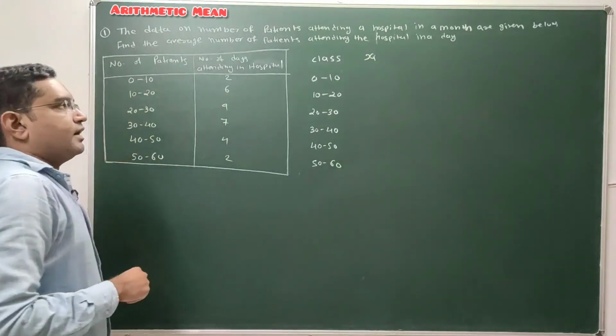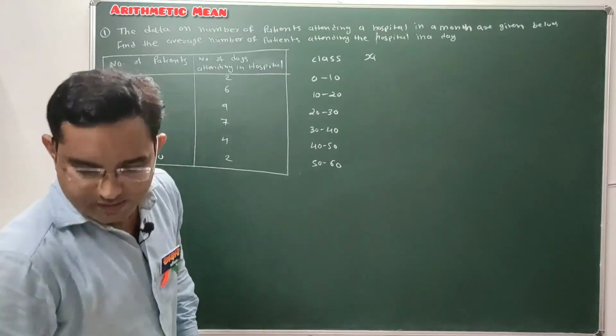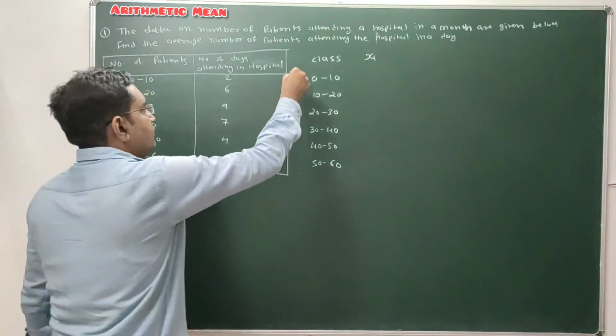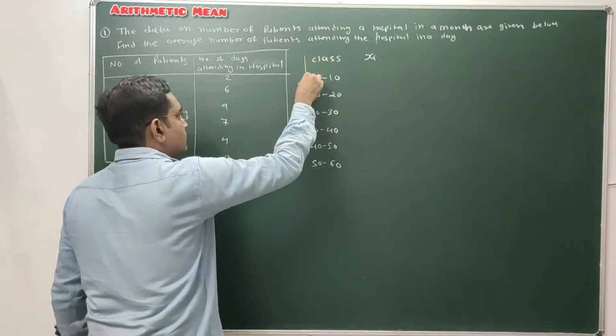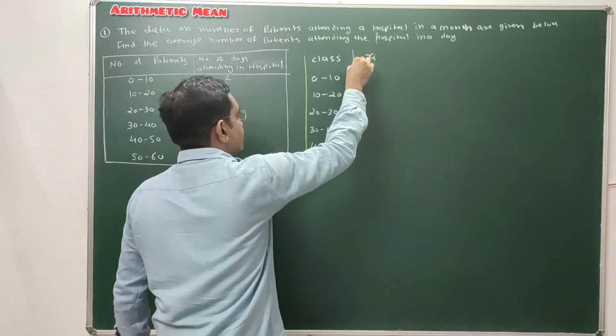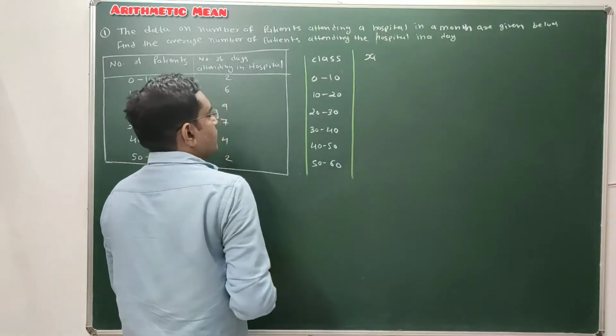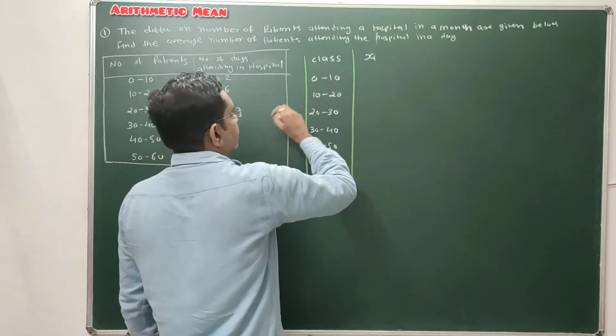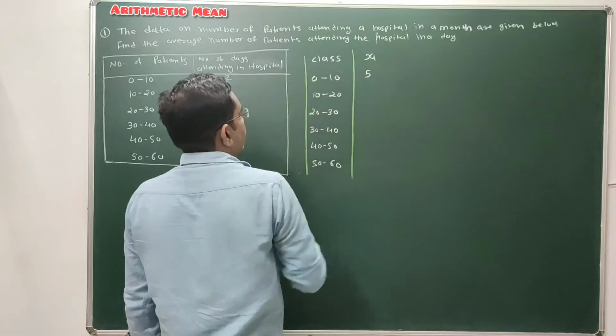So how to find the class interval? To find the class interval, we have to add the upper limit and lower limit, and then divide it by 2. So upper limit plus lower limit, 10 by 2. So the class interval is 5.